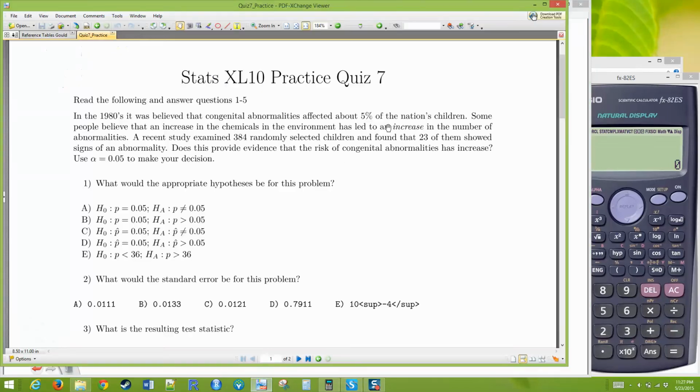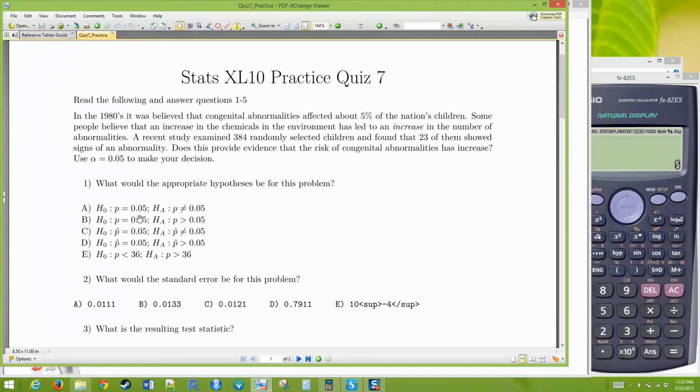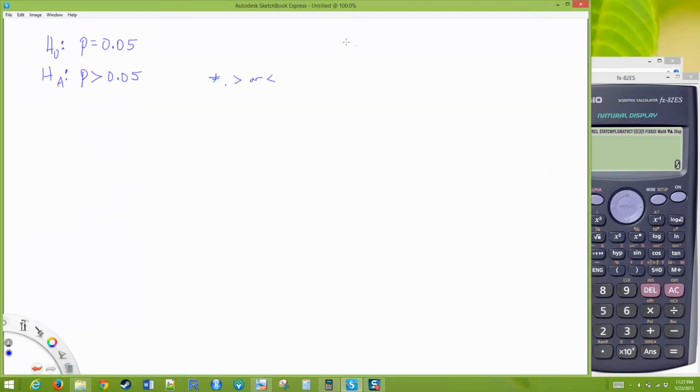The problem as we read it says, does this provide evidence that the risk of congenital abnormalities has increased? Increased would indicate that we are now expecting our p, the risk of a congenital abnormality, to be greater than 0.05. So looking at that, the only correct answer choice there would be answer choice B. So number 1 is answer choice B.